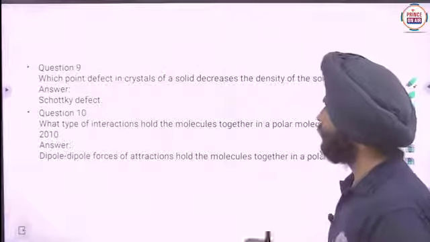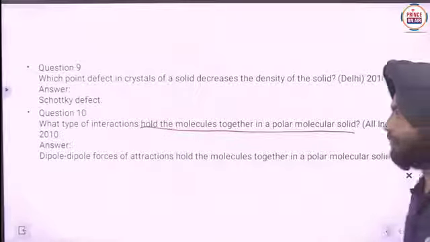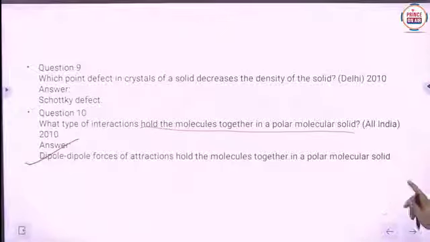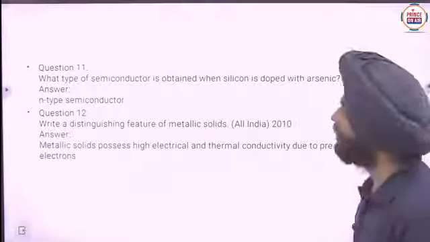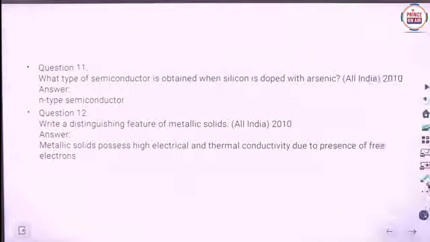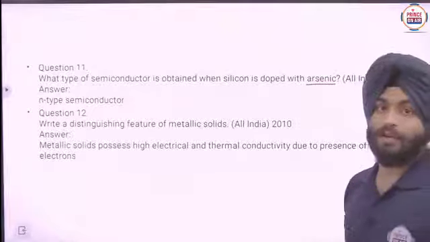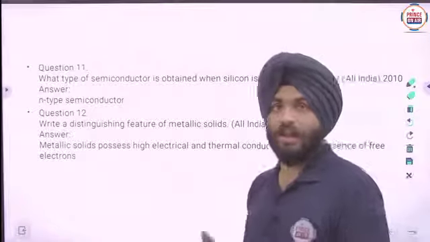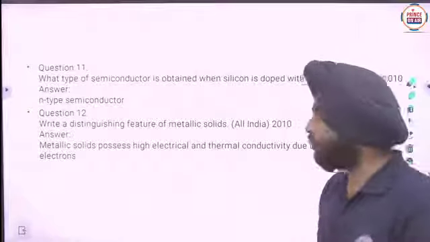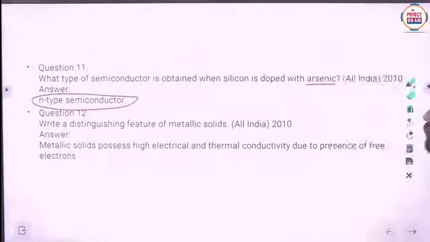And what type of interaction holds molecules together in polar molecules? Which type of interaction is there? That is dipole-dipole forces of attraction. Next one is, what type of semiconductor is obtained when silicon is doped with arsenic? See, silicon is from group 14 and arsenic from group 15. So there will be an excess of electrons. So in this case n-type semiconductors are formed.